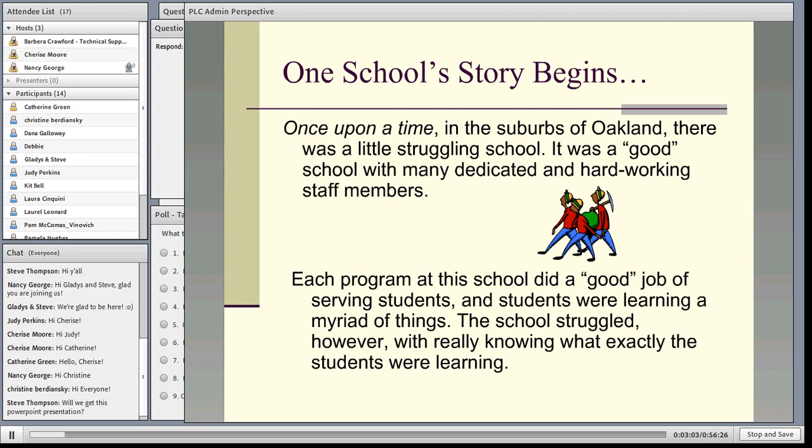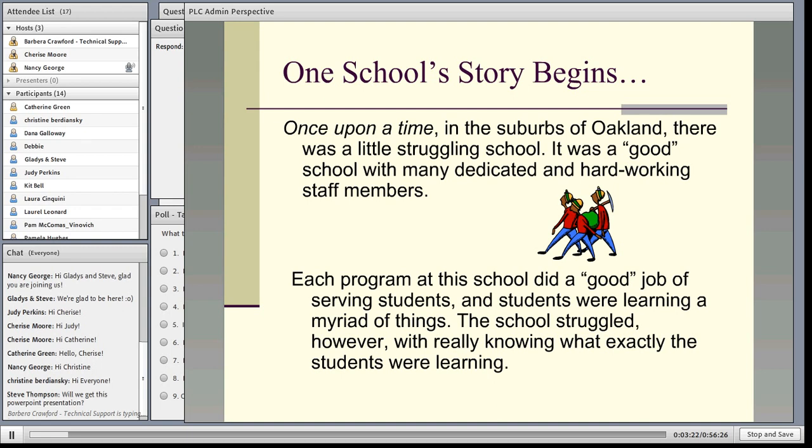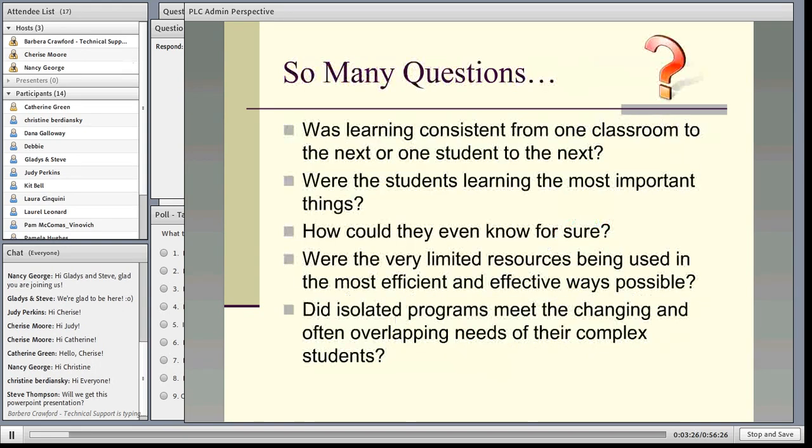Once upon a time in the suburbs of Oakland, there was a little struggling school. It was a good school with many dedicated and hardworking staff members. Each program at the school did a good job of serving students, and students were learning a myriad of things. The school struggled, however, with really knowing what exactly the students were learning.